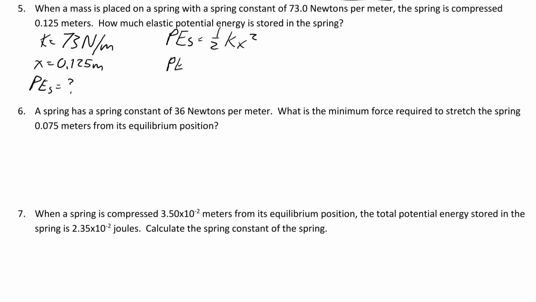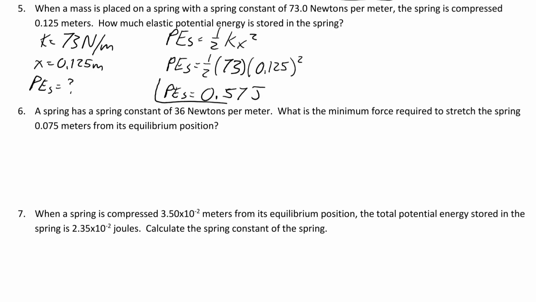So PES, how much potential energy is there? 1/2 of 73 times 0.125. Don't forget to square it. If you got this one wrong and you're wondering why, maybe you forgot to square it. So it's not that many joules of energy being stored here. It's just 0.57 joules. Okay, good.